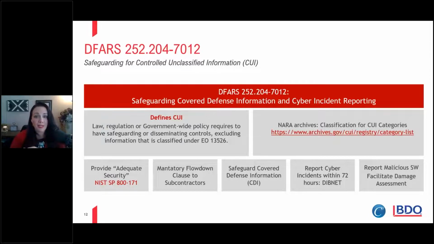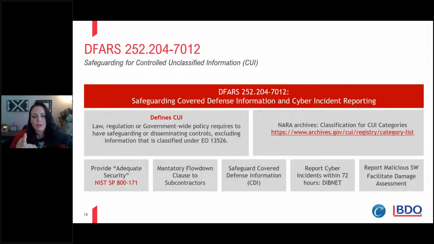Again, we have that mandatory flow down to subcontractors. It is a requirement. It helps you safeguard covered defense information. That's an older term. They are going to be rolling that term underneath and kind of coinciding it with CUI, and CUI will be the prevailing term. They will be rolling out covered defense information just to clear everything up, according to the ISU blogs.